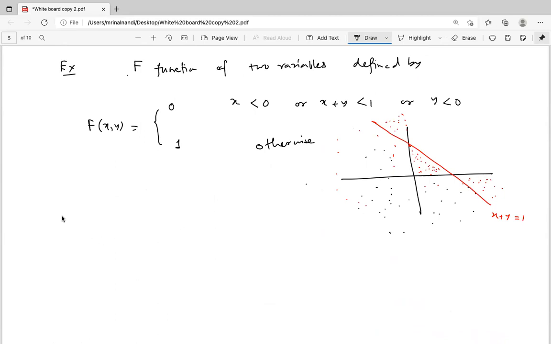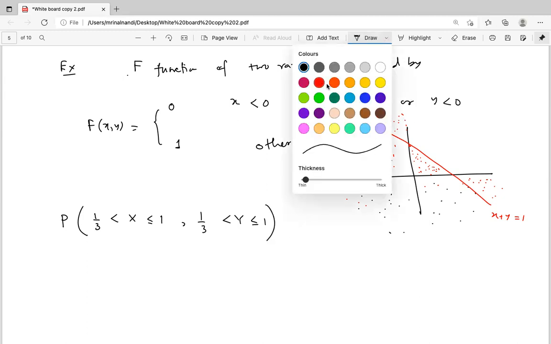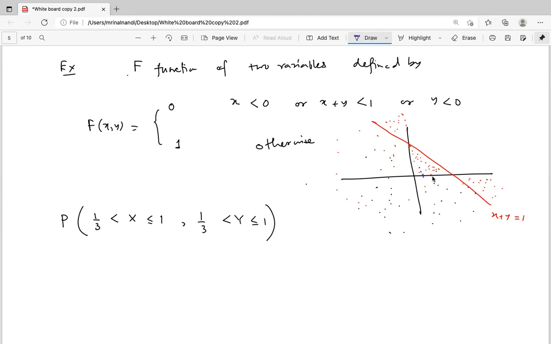The idea is this. What will be the probability for x between 1/3 and 1, and y also between 1/3 and 1? Where is the 1/3 part? This here is the 1/3, this is 1/3, 2/3, 1. So this point is actually (1/3, 1/3). Now we want to find the probability when x is between 1/3 and 1 and y is between 1/3 and 1. We want to find the probability of this region, this interval in two dimensions.